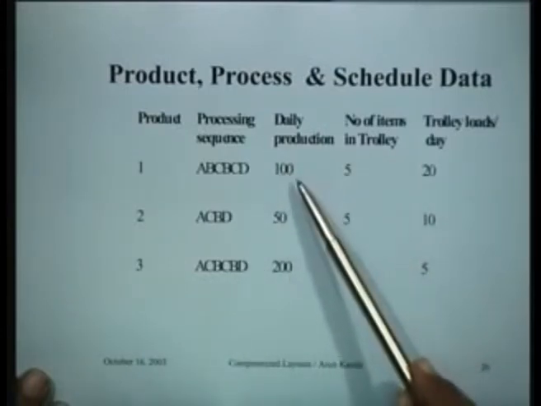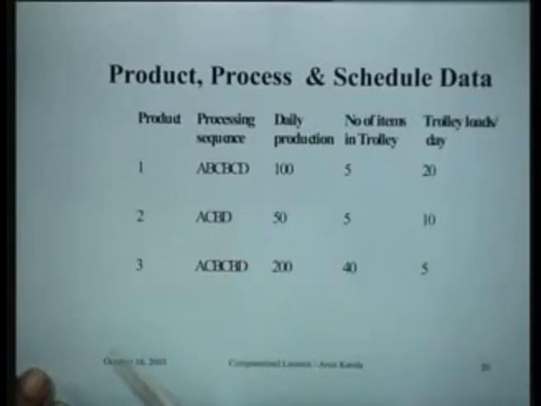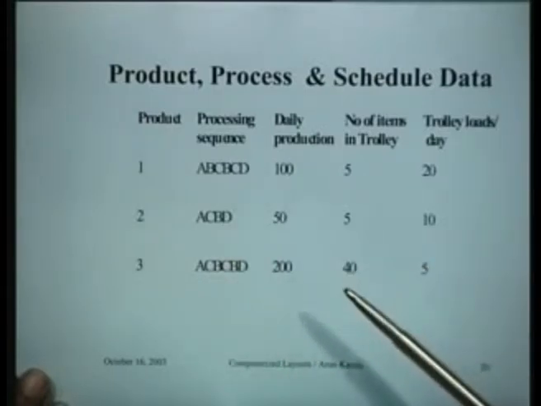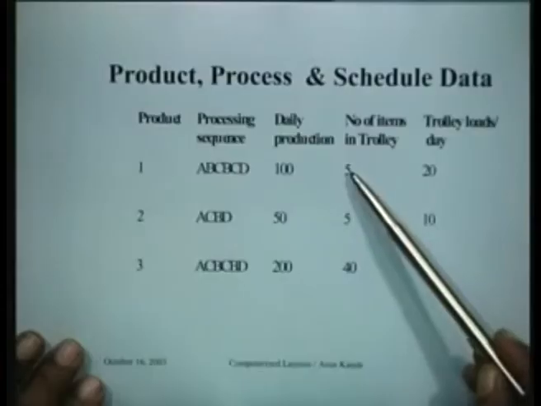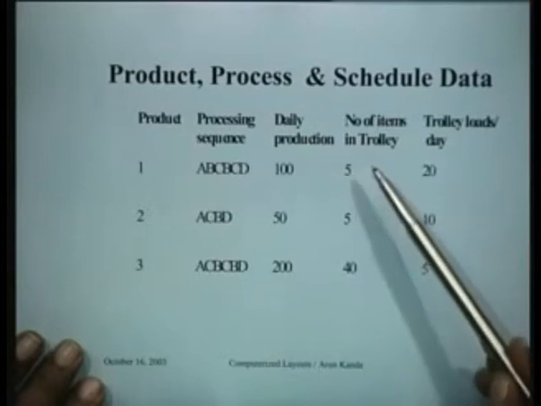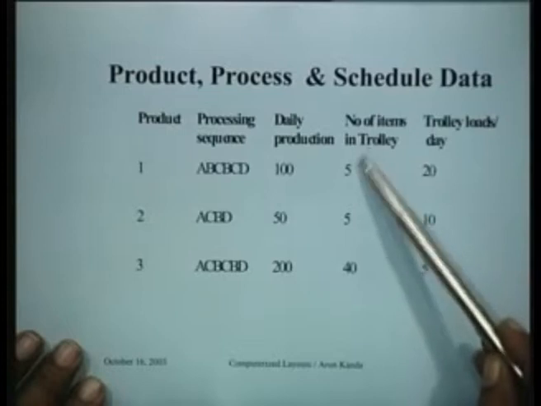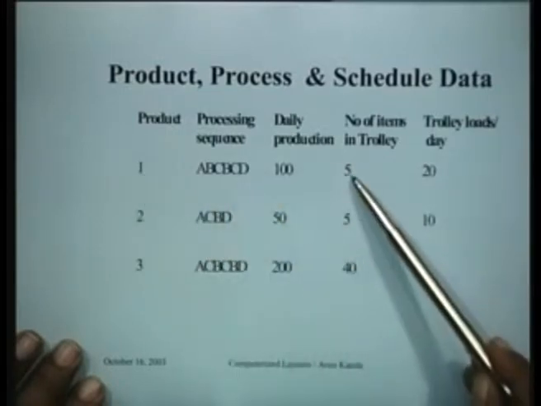And now these are all products which could be of different sizes, right? That's what we are trying to say. But in terms of material handling effort, we would like to combine this information in the form of a common material handling unit. So you can talk in terms of trolley loads per day, because the material will be moving in the factory in, let us say, trolleys. So the number of items that can be accommodated in a trolley for product 1 is only 5.